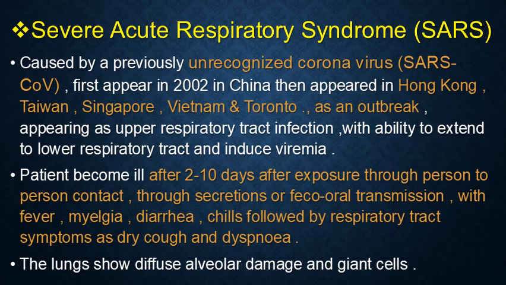The patient becomes severely ill within 2 to 10 days after exposure to this virus. Transmission might be by direct contact from person to person, or through secretions or fecal-oral transmission. The clinical presentation is the same: fever, myalgia, which is pain in the muscles, diarrhea, chill, and rigor, followed by cough and dyspnea. The lungs show diffuse alveolar damage and giant cells.